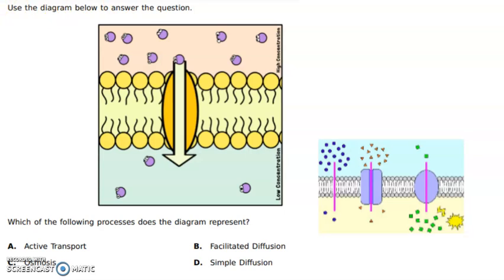Use the diagram below to answer the question. Which of the following processes does the diagram represent? Okay, so what is happening here?